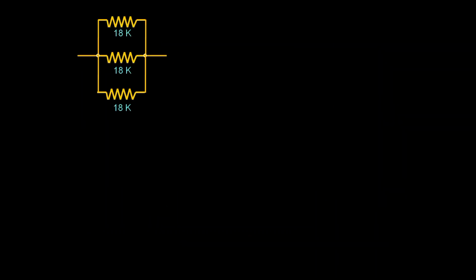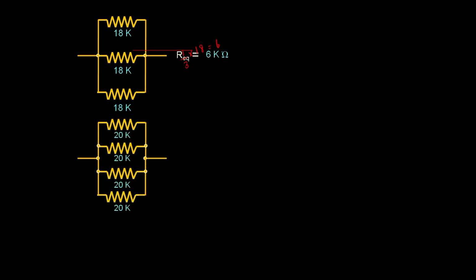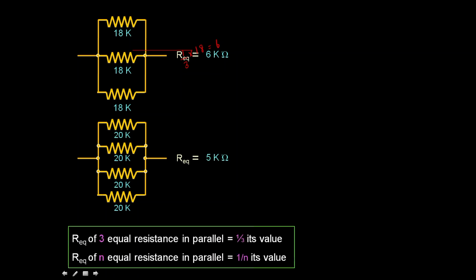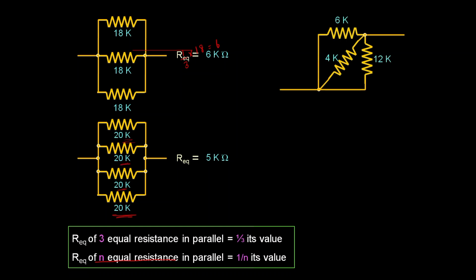Now these three resistances: I said 18, 18, 18 are three equal resistances, so 1 by 3 into 18, which is 6. You can do it like this also. For this, 1 by 4 into 20, which is 5. So this is R equivalent of N equal resistances. This is applicable only when the resistances are equal.